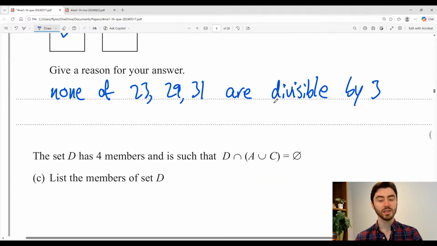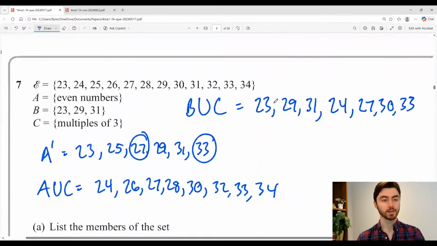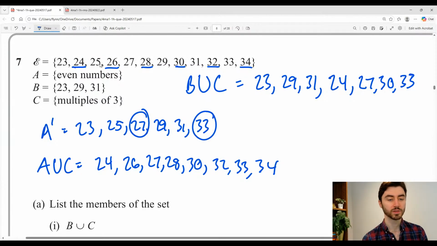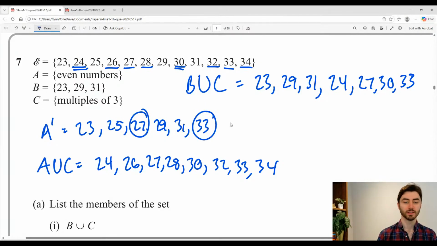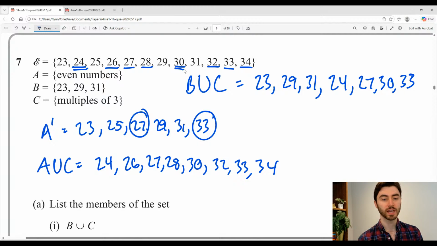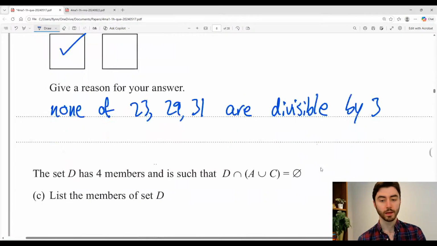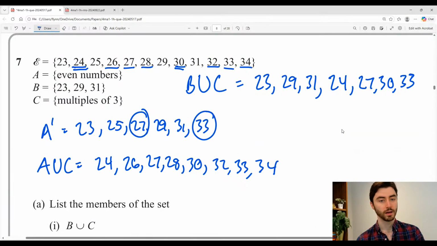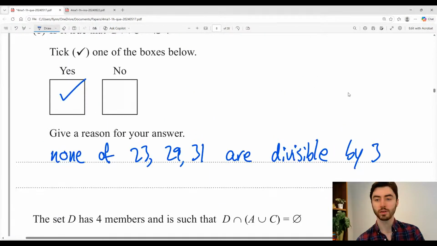So anyway, here, A union C. Let's go back and redo that. So A is all the even numbers. C is all the multiples of 3. And D has 4 elements and has no intersection with these. So it must be the remaining 4. It must be the 23, 25, 29, and 31. So 23, 25, 29, 31.